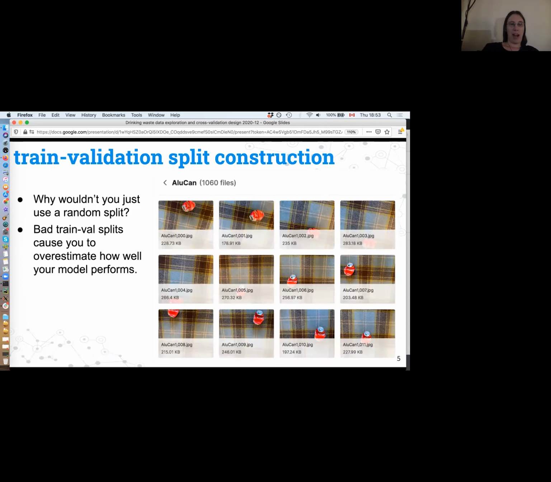So why wouldn't you just use a random process for splitting your data into a training set and a validation set?